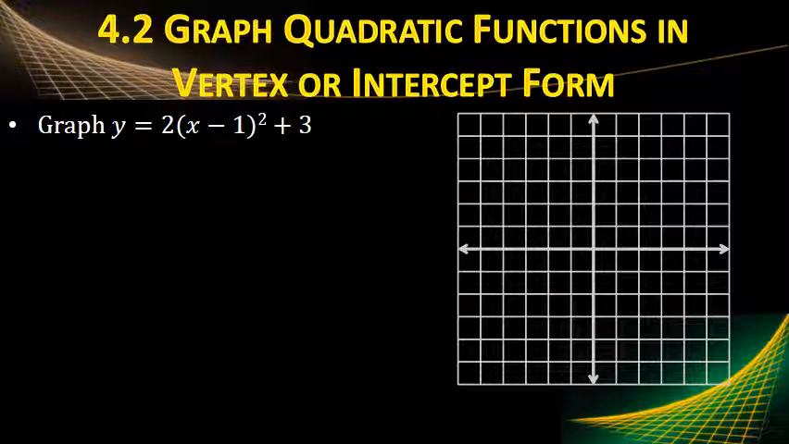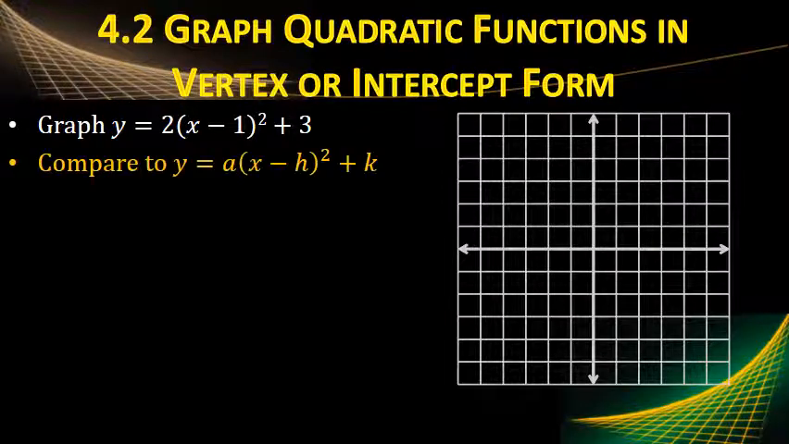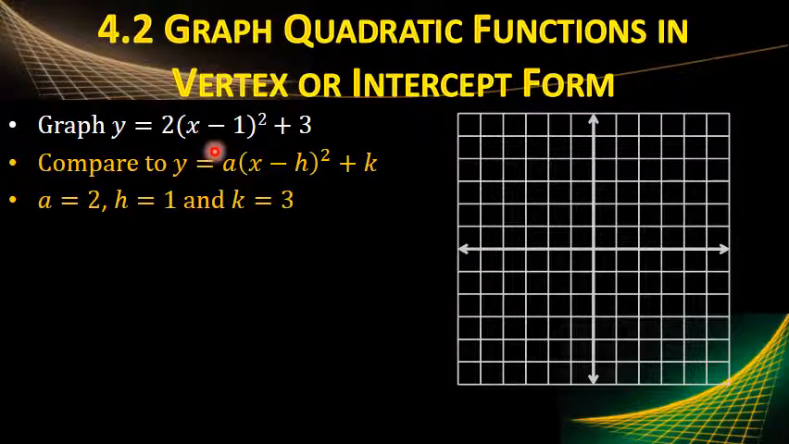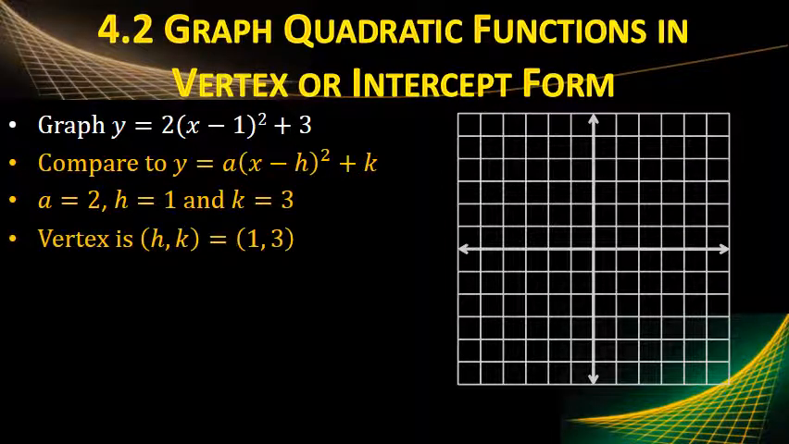So our first example, just graph this. If we compare it to our vertex form, and I know it's vertex form because it's the parentheses with x minus 1 squared, that's our clue that it's vertex form. You can see that the a is 2, h is 1, and k is 3. So our vertex (h, k) is (1, 3).